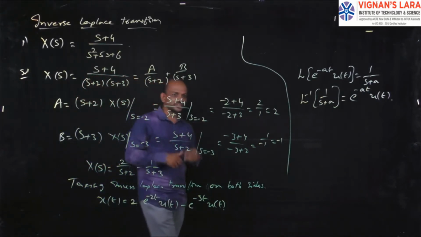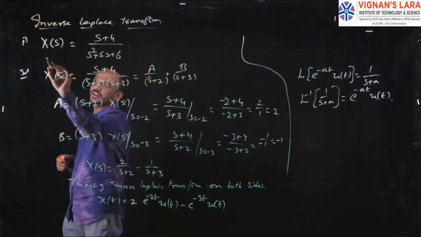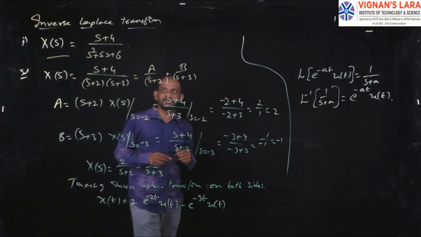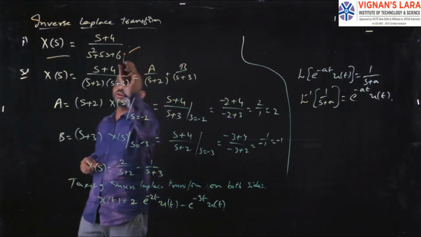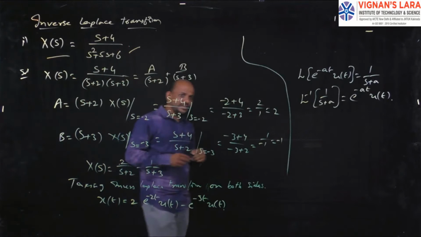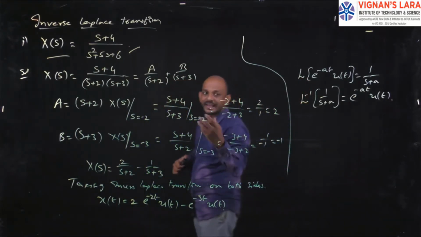So if there is a function, they have given the function as X of s. X of s equal to (s plus 4) by (s square plus 5s plus 6). That is given. So we have to find out the inverse Laplace transform, that is, we have to get the original function x of t.